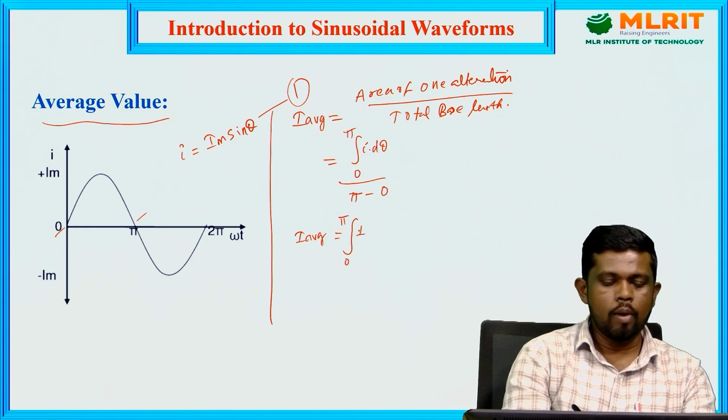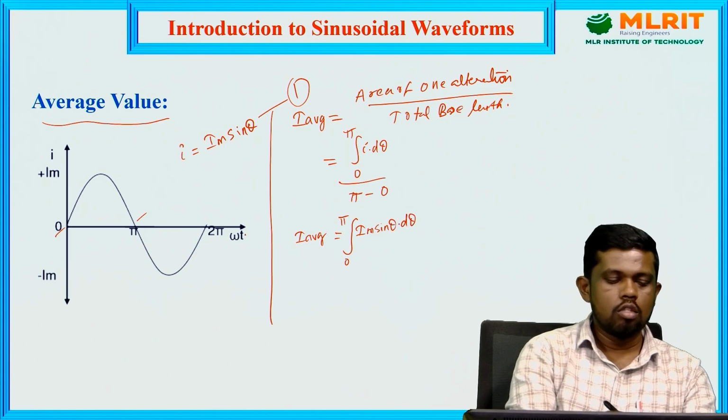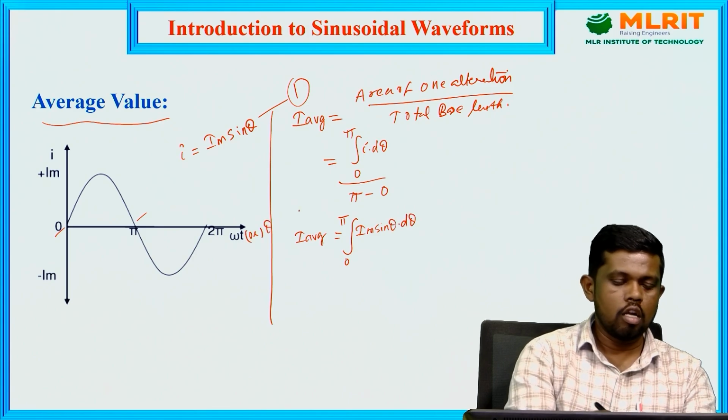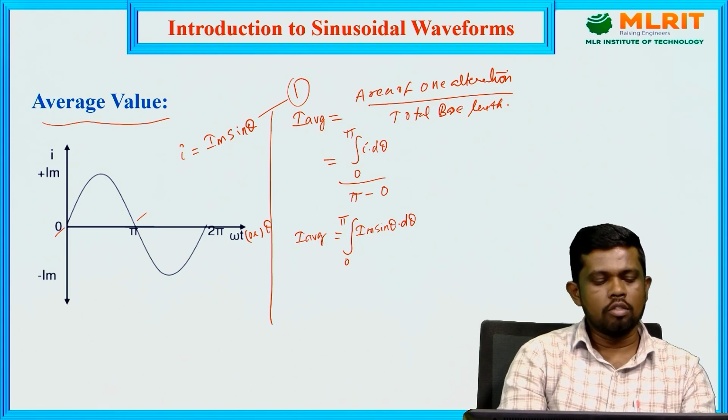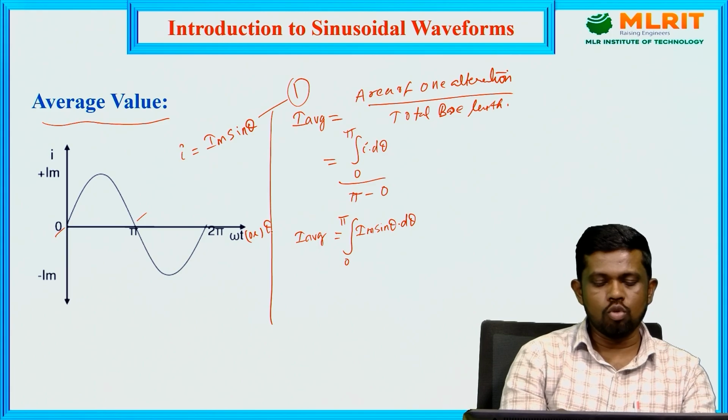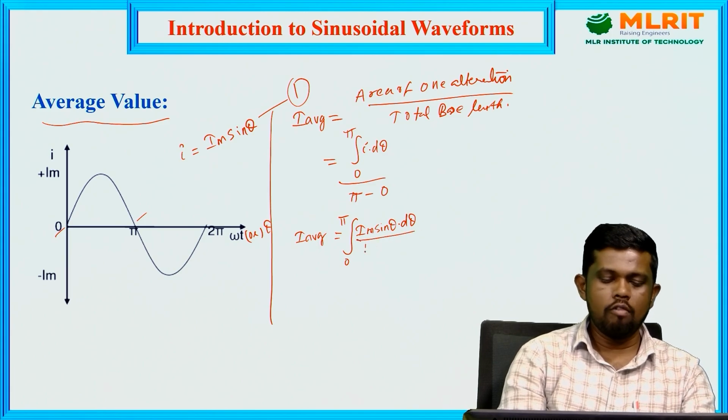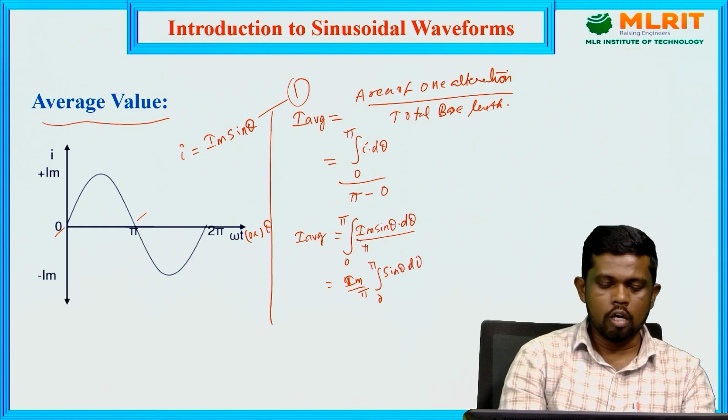Then the I value is Im sin theta d theta. Here we can consider either omega t or theta, because we just discussed that angular velocity, or simply angle, is always in terms of radians. So Im sin omega t divided by pi we got. After simplification we got Im by pi integral 0 to pi sin theta d theta.